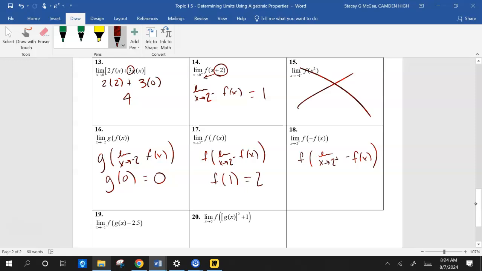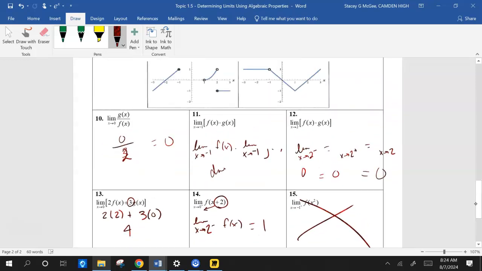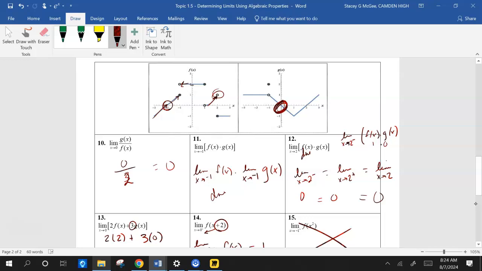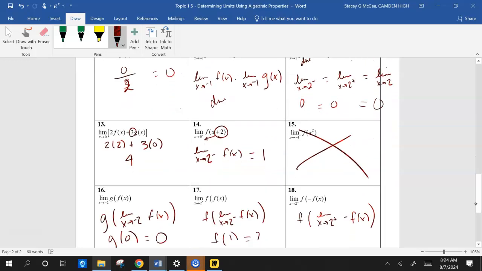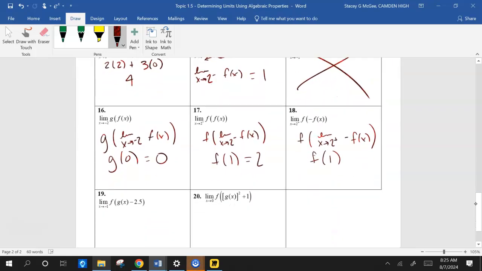When you have a negative with a limit like that, you treat it like a coefficient, right? Alright, so the limit as x approaches 2 from the right on f. 2 from the right, what is it? Negative 1, but it's the negative of it, right? So it's positive 1, so I'm looking for f of 1 because of this negative here.